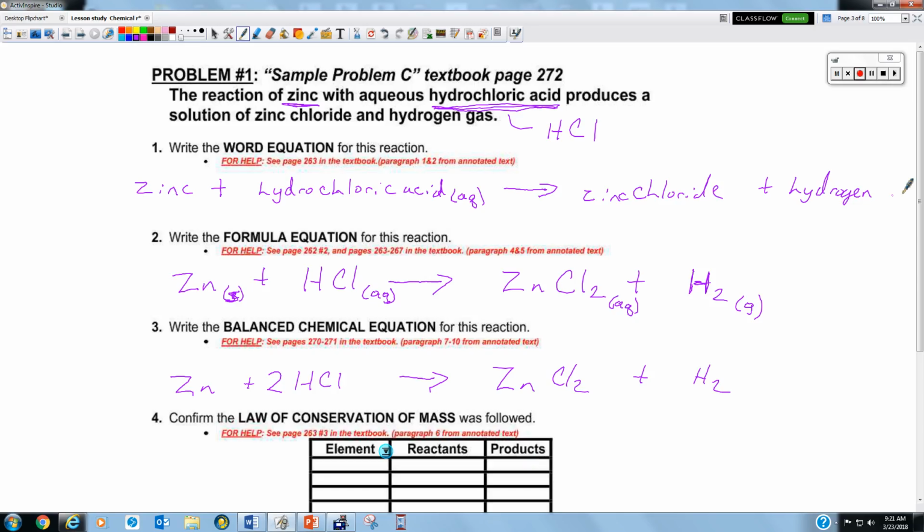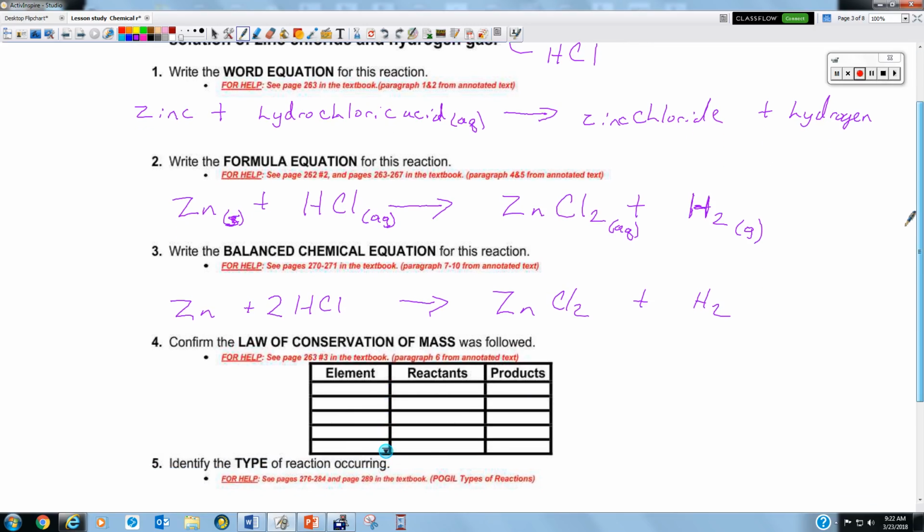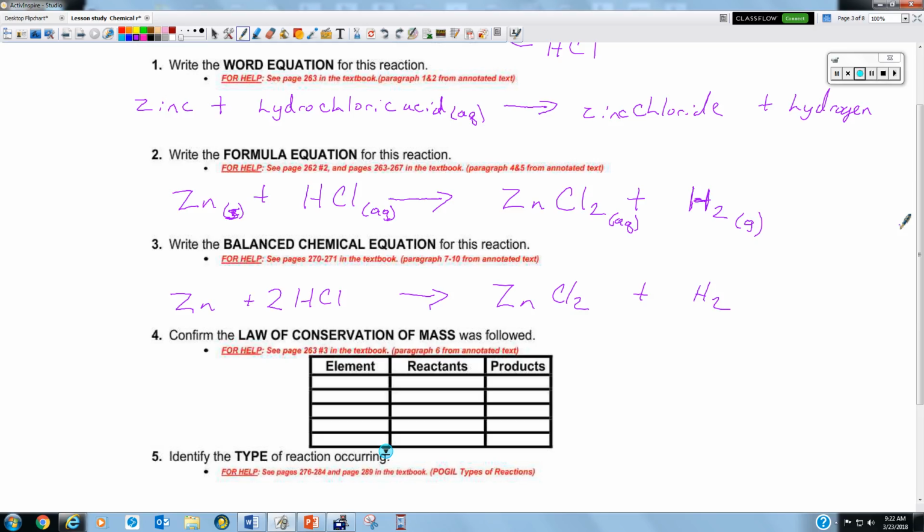All right, so let me kind of show you how to use this box. It's not really anything. It's just kind of checking our work. So for this one, I'm just going to put the elements that I have involved. I have zinc. I have hydrogen. I have chlorine. All right. On the reactant side, how many zinc do I have? 1. On the product side, how many zincs do I have? 1. So that satisfies law of conservation of mass. We have 1 and 1.